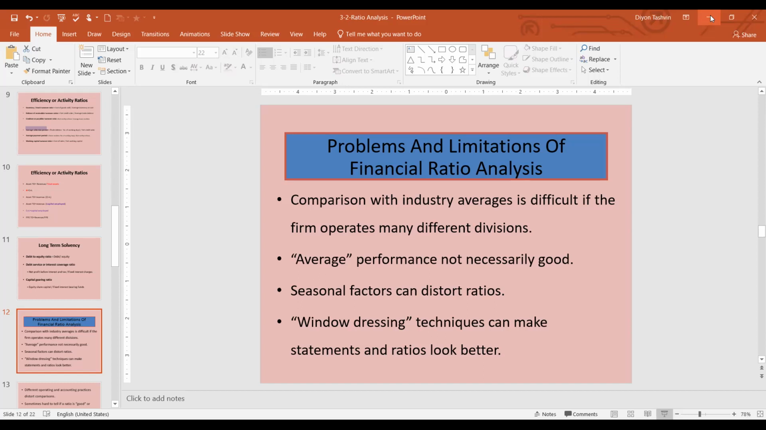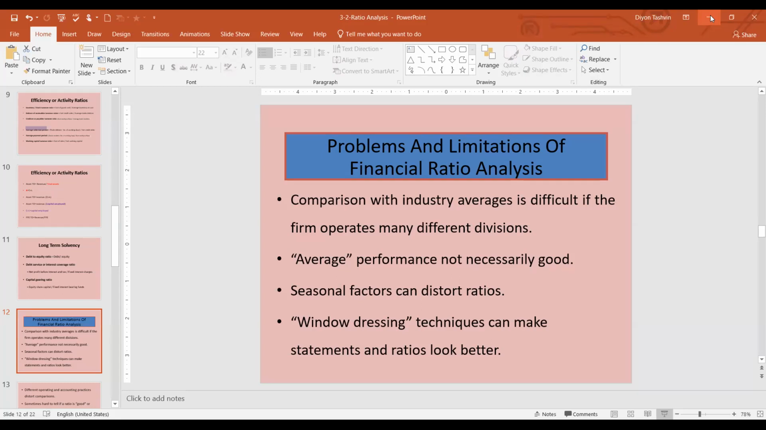So just take John Keells. You know that John Keells has hotels, hospitals, and supermarkets. So how are we going to compare that particular company with the industry averages? It's difficult to compare, right? We can't have a static figure. In different industries, we have different averages. How are we going to compare this consolidated company with this industry average? So it's difficult.